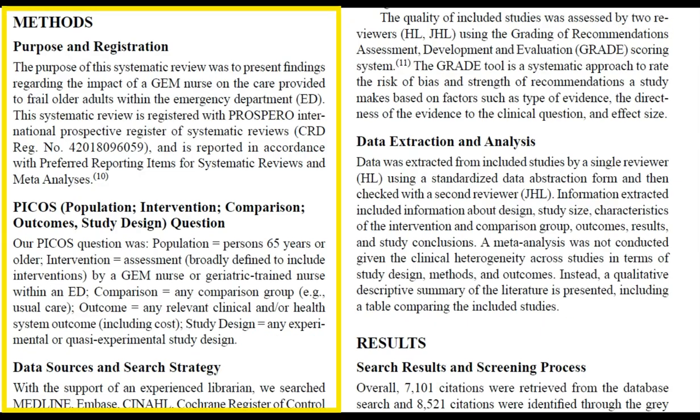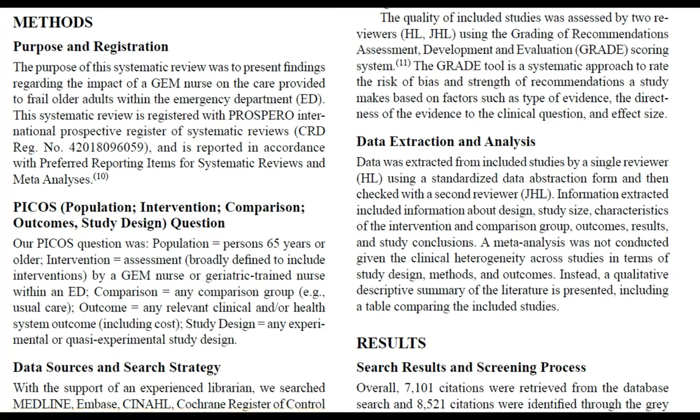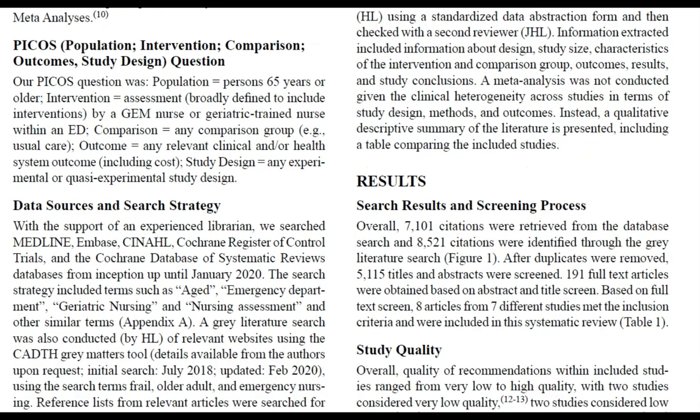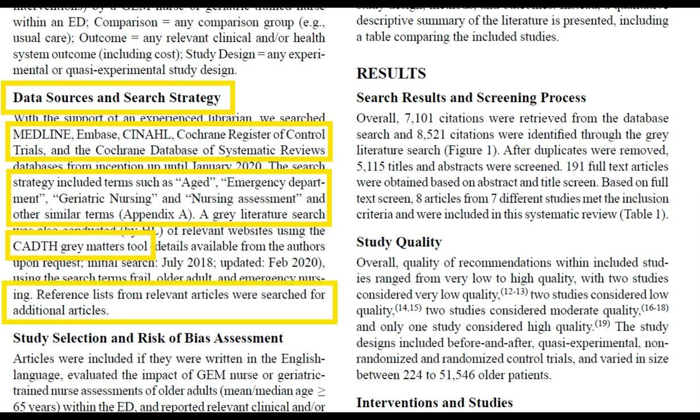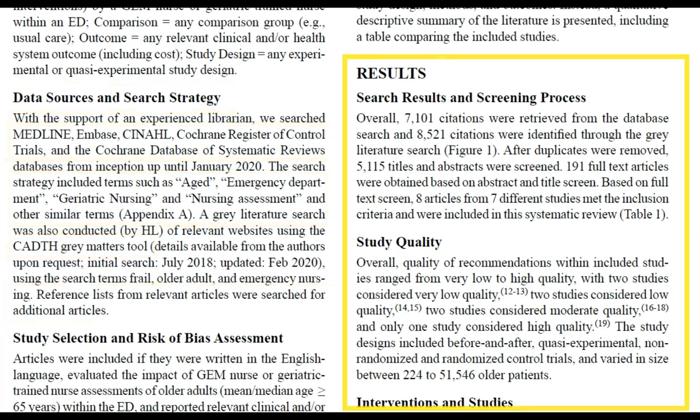The method section is usually a very clear way to differentiate a systematic review from other types of studies. In a systematic review, remember that the authors are systematically searching for other research studies to bring together to review. So, in the method section, the authors will talk about how they found the research articles that they're summarizing. In our example, the authors have a subsection called Data Sources and Search Strategy that highlights the databases they searched, the search terms they used, a tool they used to search websites, as well as a method of reviewing reference lists from relevant articles.